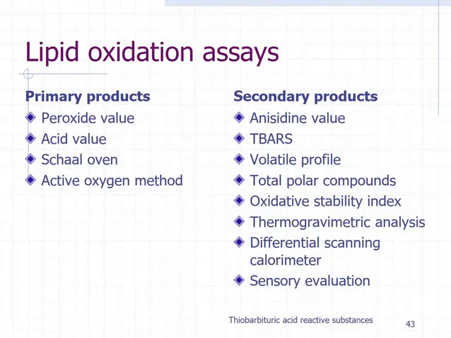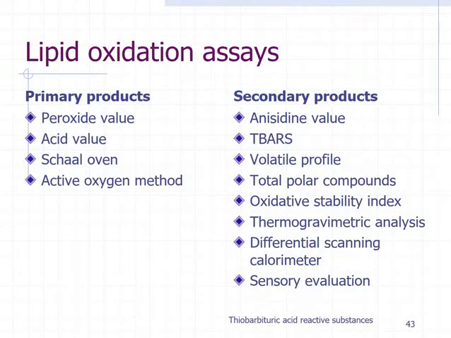This is just a few of those. And as I already mentioned, they need to be targeted for both your primary and your secondary lipid oxidation products. So under the primary lipid oxidation products, we have your peroxide value, we have your acid value. We can actually say an acid value is an indirect measure of lipid oxidation, and I'll explain later why.